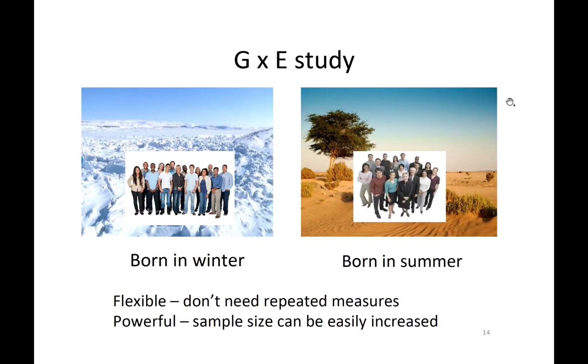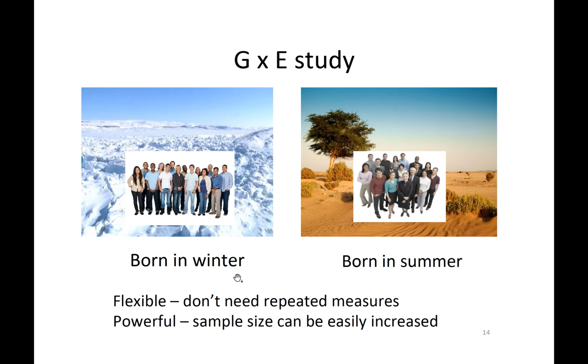Okay, so this is in the context of genotype by environment study. This novel concept and approach can also be applied to G by E study. For example, if we want to test if there is a G by E interaction when people are born in winter or people are born in summer.